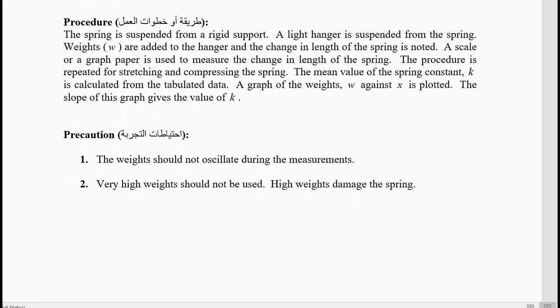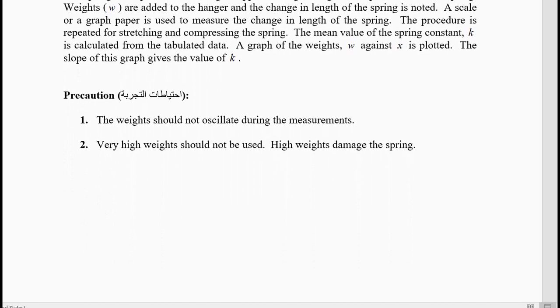Now the procedure you can guess, and I have talked about it a little bit. You keep adding the masses, note them down carefully and do your calculations. Make a table. If you make a table, there will be less mistakes.